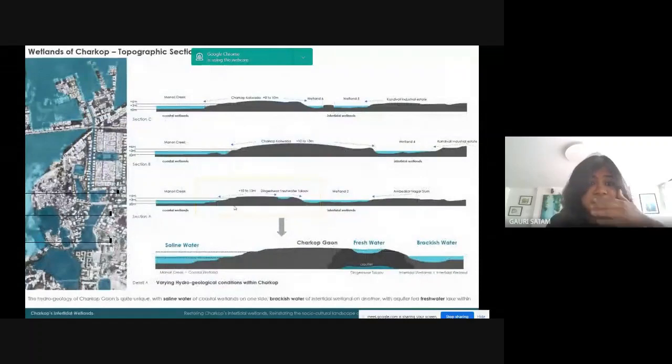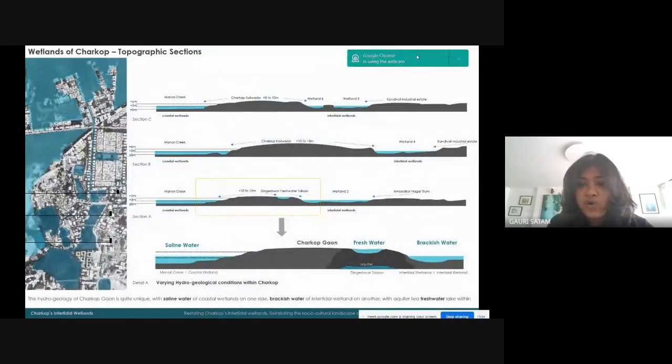If we try to study the topographical section of Charkop Koliwada, we have the saline waters of the coastal wetlands on one side and the brackish waters with the intertidal wetlands on the other side. Along the hillock of Charkop Koliwada, we also have a freshwater lake called Dingeshwar Talao, which is aquifer fed and was the only source of water at one point of time to the Koliwada. So it has a very diverse hydrogeological condition in itself.